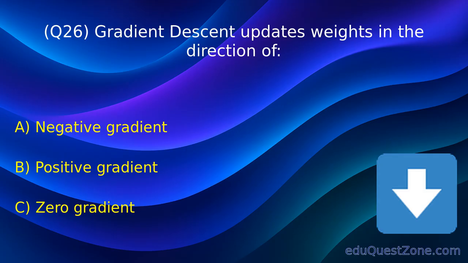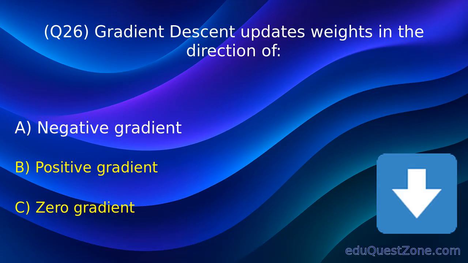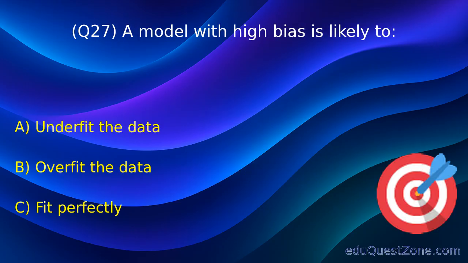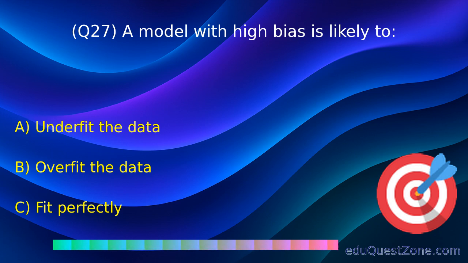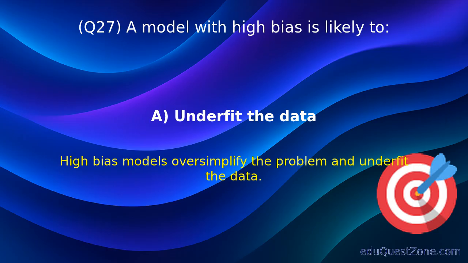Question 26. Gradient descent updates weights in the direction of. Option A. Negative gradient. Gradient descent moves in the direction of negative gradient. Question 27. A model with high bias is likely to. Option A. Underfit the data. High bias usually means underfitting.